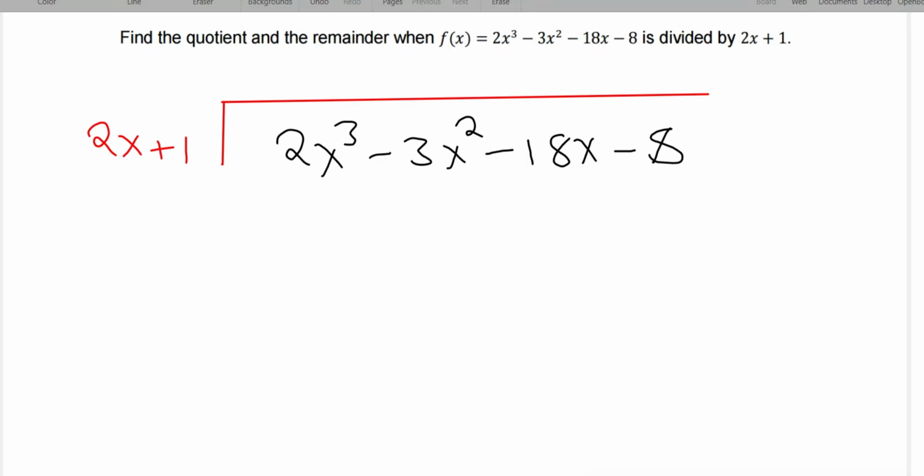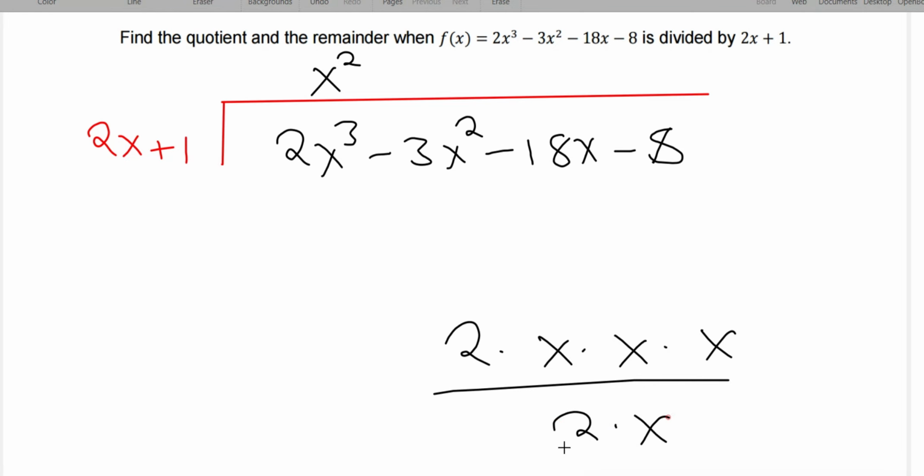Otherwise, when it comes to dividing, you need to use the term with the highest power when you look at the divisor. In this case, 2x plus 1, obviously 2x has the highest power of x, so we'll use that one to divide. So let's divide. 2x to the power 3 divided by 2x, we're going to remain with what? x squared. That's what we have.